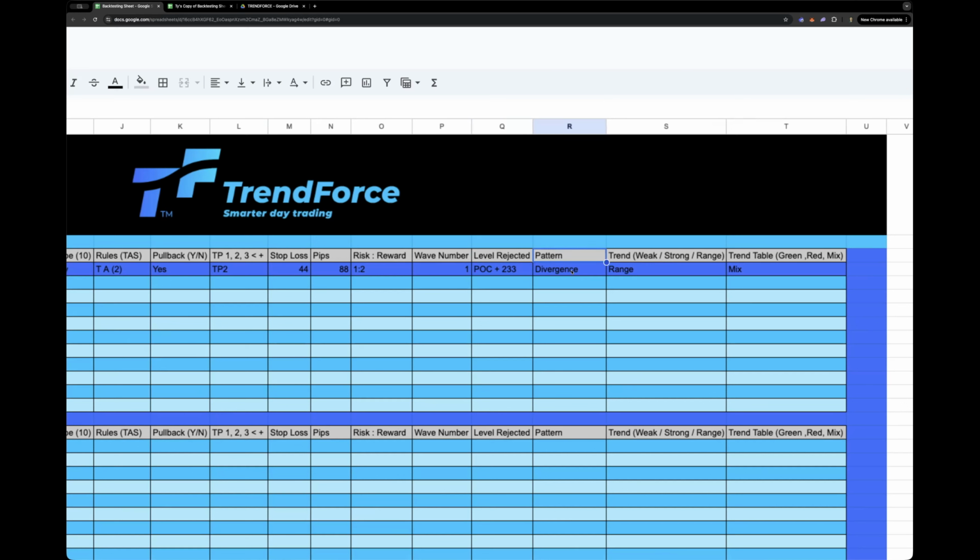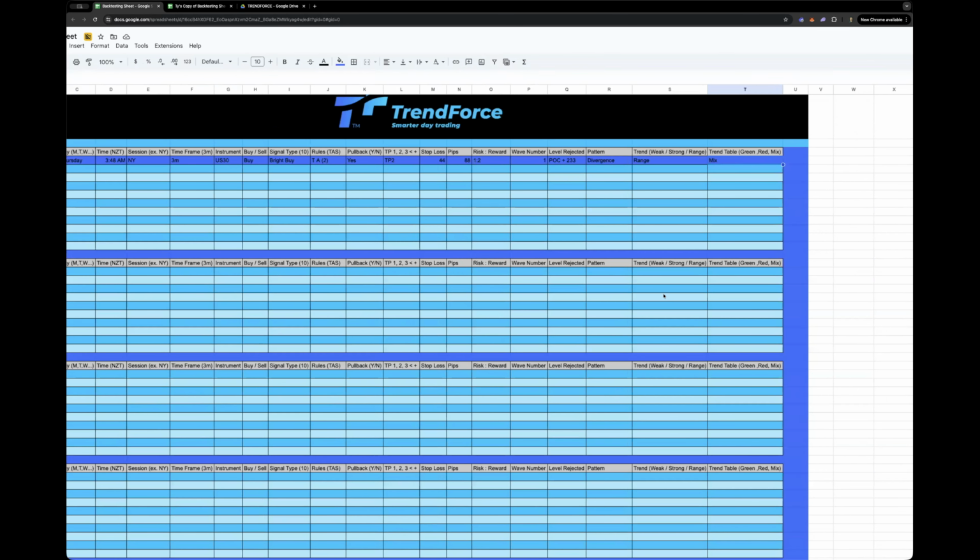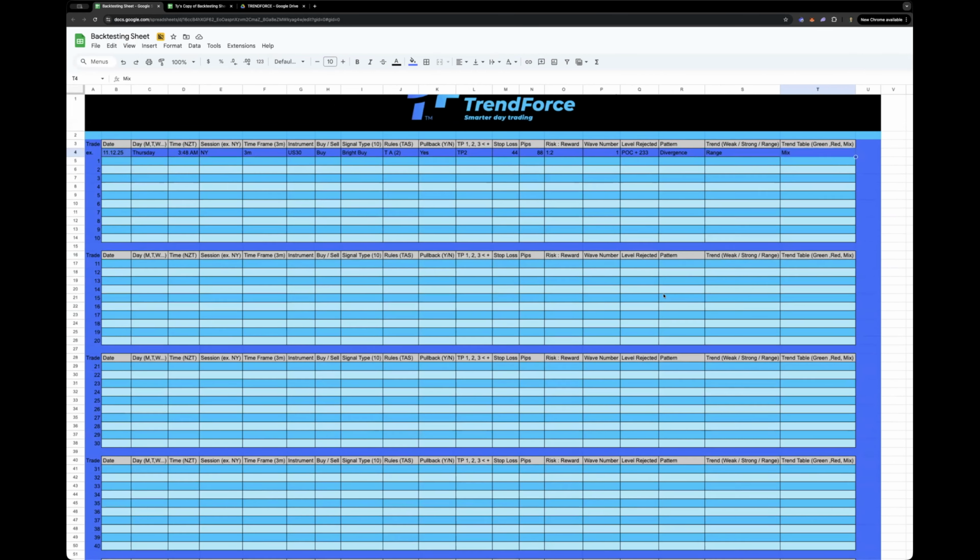And then pattern. Some examples you might see: another one I looked at earlier today was a bullish pennant, like a flag, whatever. In this case, there may have been some divergence right before the trade, so that was a pattern you could write in there. Then, was the trend weak, strong, or ranging? We were coming out of a range in this example. Then the trend table: was it green or red, or a mix? In this particular case, there was a bit of a mix. Those are all the different titles I thought to put in there.